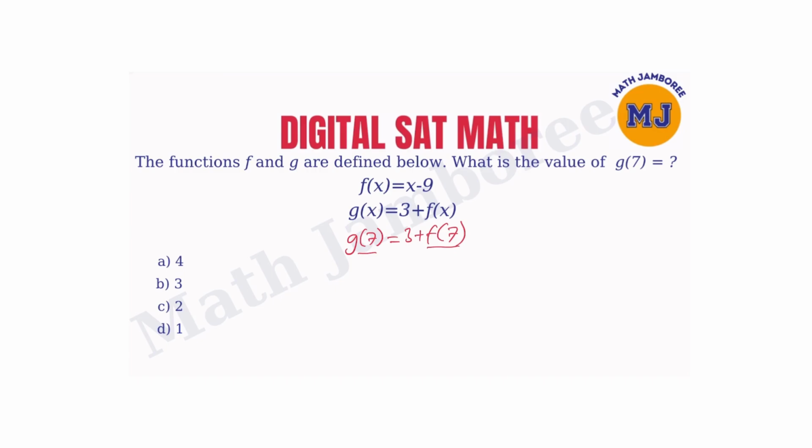The equation of the function f of x was given in the first one. So let's go ahead and substitute 7 in that equation. 7 minus 9 gives us negative 2. So this value will be substituted in here to find g of 7. 3 minus 2 gives us 1. So when you look at the choices, you will see that D is the answer for this specific question.